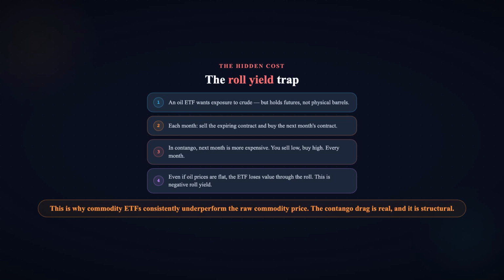This is called rolling. In contango, the next month contract is more expensive than the current one. Every roll means buying high and selling relatively low. This continuous drag is called negative roll yield. Even if oil prices stay flat, the ETF loses value each month from rolling into more expensive contracts. In a steep contango, commodity ETFs can lose several percent per year just from the roll, before any actual price movement. This is why commodity ETFs often disappoint investors who understand prices but not futures mechanics.